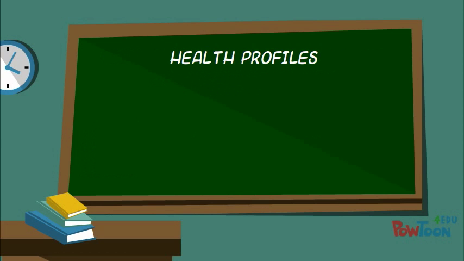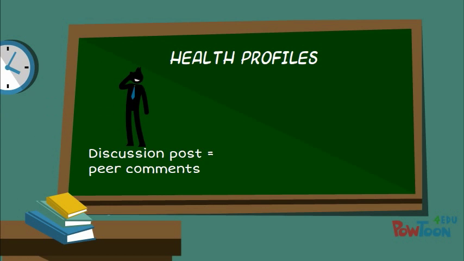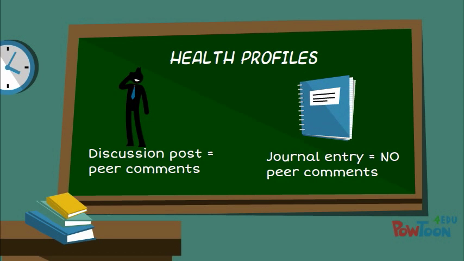While there are 12 health profiles, some are discussion posts and some are journal entries. Keep the difference in mind so you don't forget to make a peer post. A discussion post means you have 2 peer comments. In other words, you're having a discussion. A journal entry is typically something more personal, like what you would write in a personal journal.